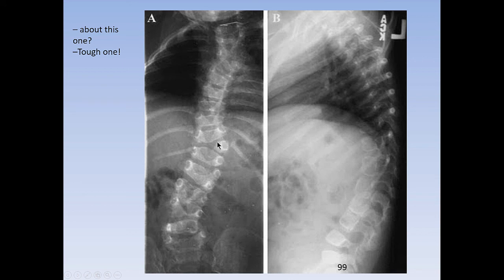This is a very busy one, isn't it? Here's another one. Look at this one. Actually it's like it stole the rib from T12. T12 doesn't have one, but it's up here. It's definitely fully segmented. Look, there are disc spaces here and here. Fully segmented hemivertebra right here. Also known as hemivertebra, complete failure of formation.